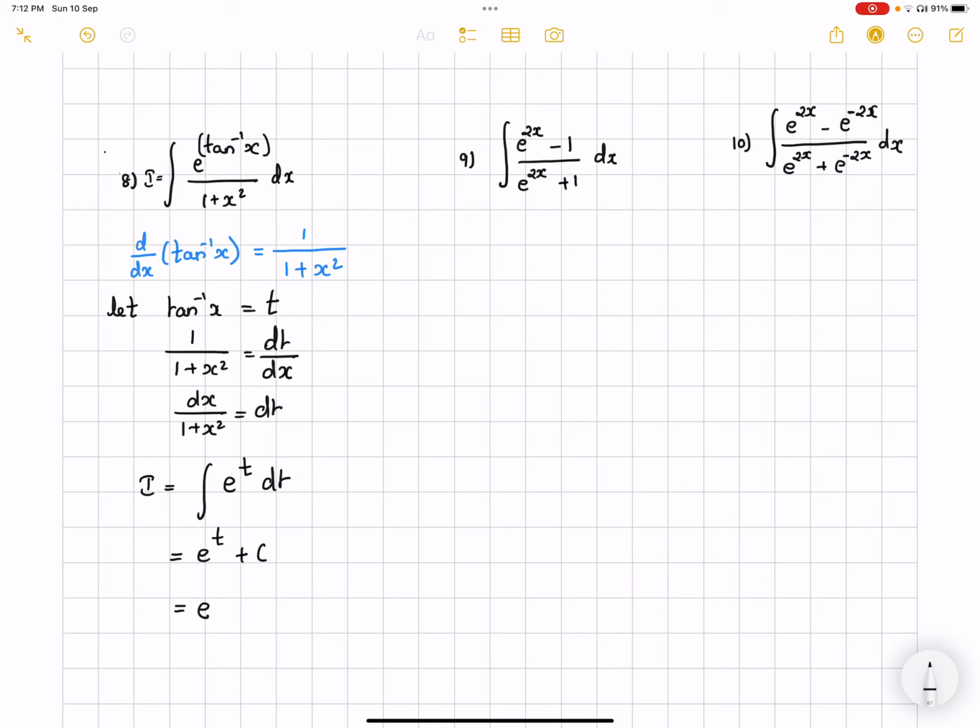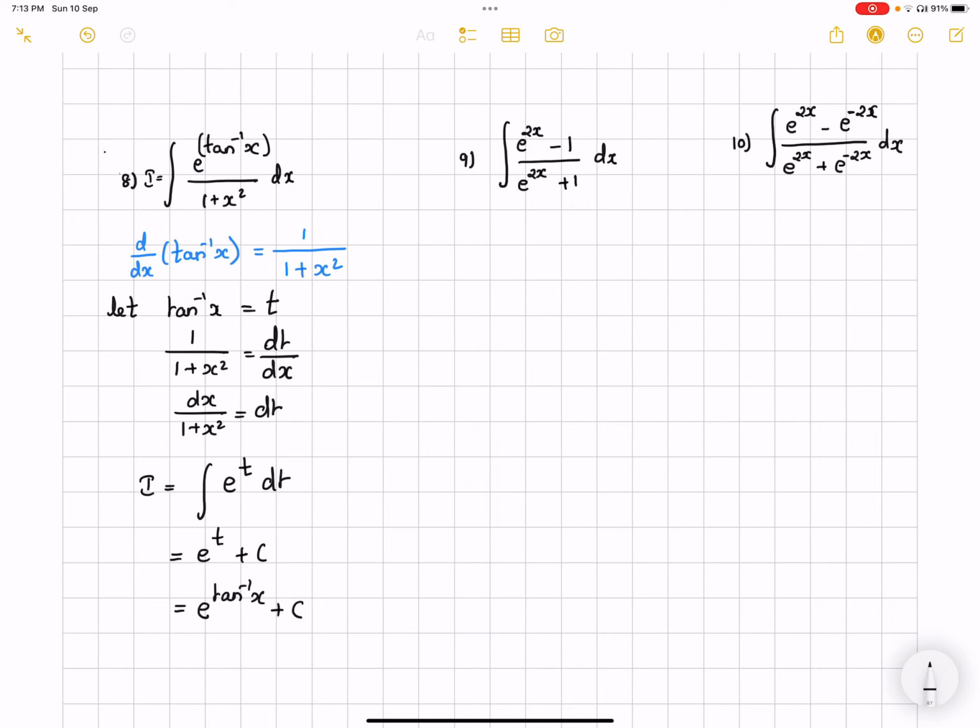What is going to be t? T is nothing but tan inverse x, so the answer is e to the power tan inverse x plus c. That's it. Got over. It's very simple. The thing you need to know is differentiation. That's the only thing you need to know. When you know differentiation, then it's easy.